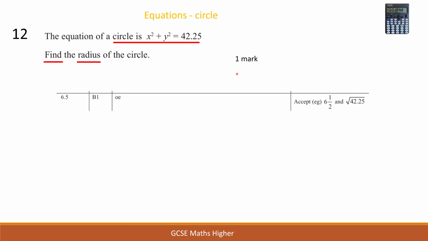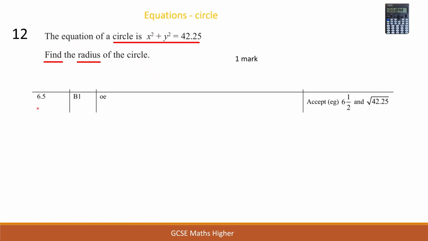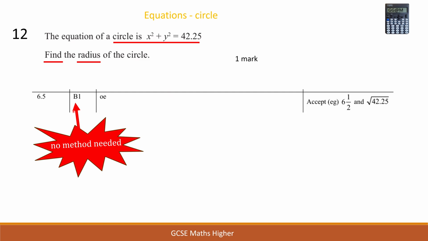Fantastic work, so hopefully you've managed to realise you've got an answer of 6.5. B1 means there is no method needed, you can just write down the answer. OE just means or equivalent. Give yourself a big tick if you got it correct. If you need more help, just comment below.